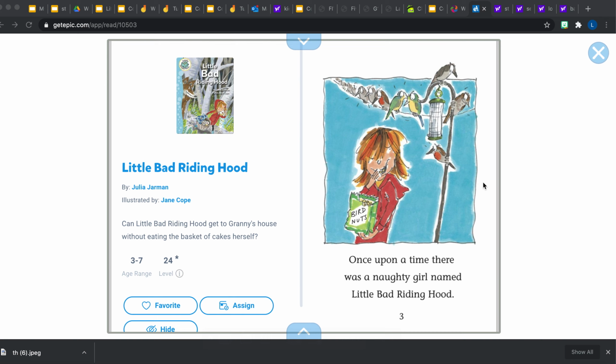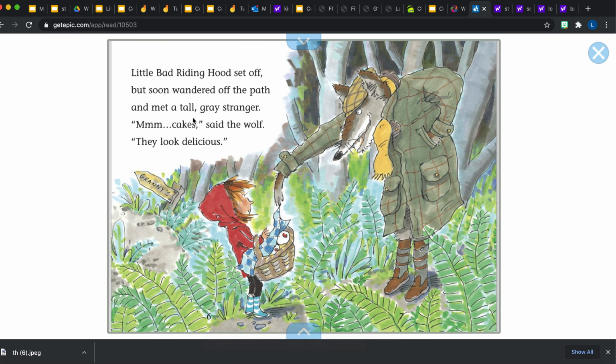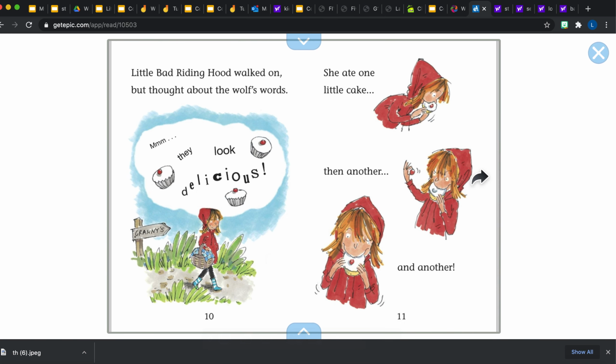Once upon a time, there was a naughty girl named Little Bad Riding Hood. One day, her mother said, "Take these cakes to your granny, dear, and try to be good. Go straight there and don't speak to any strangers." Little Bad Riding Hood set off, but soon wandered off the path and met a tall, gray stranger. "Mmm, cakes," said the wolf. "They look delicious." "Hands off, they're for my granny," said Little Bad Riding Hood, trying to be good. "But she won't miss one, will she?" said the wolf. Suddenly, he heard a noise and ran off. Little Bad Riding Hood walked on, but thought about the wolf's words. "Mmm, they look delicious." She ate one little cake, then another, and another.